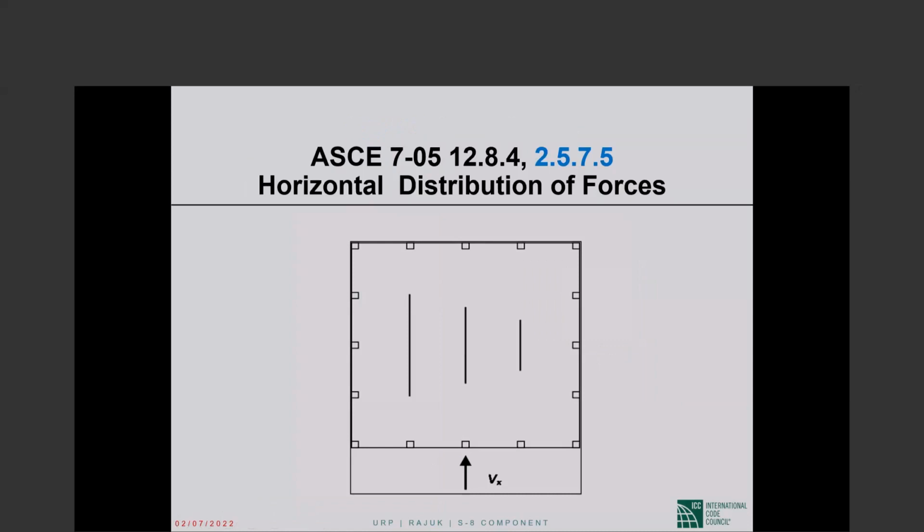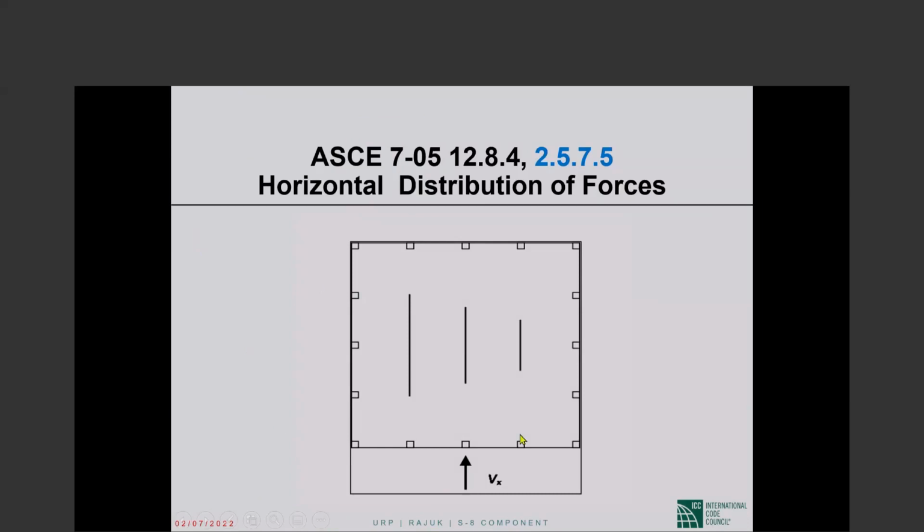Okay, that is the vertical distribution of the base shear. Once we have our vertical distribution and we can calculate the story shear in a particular story, how is that distributed among the seismic force resisting systems?